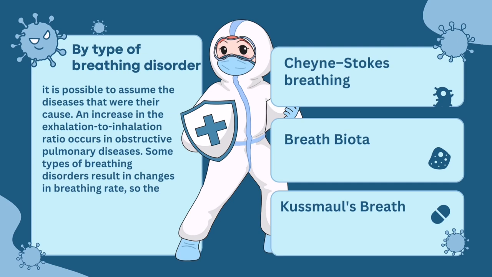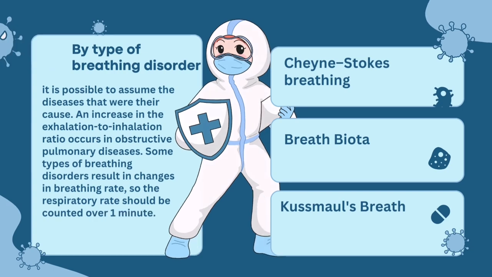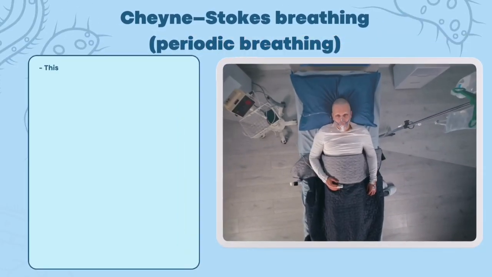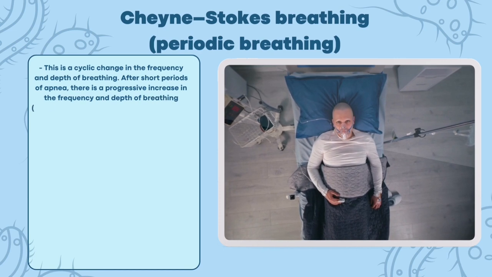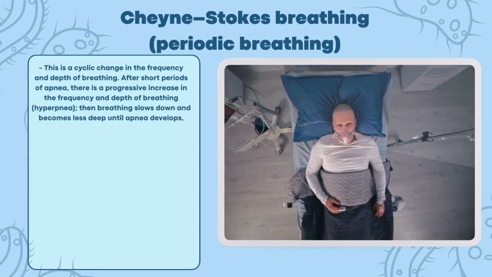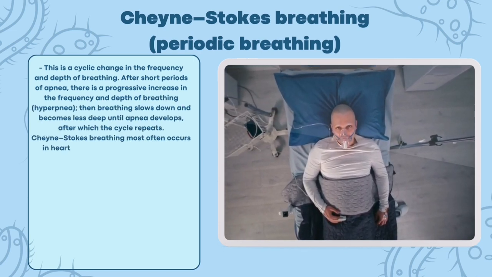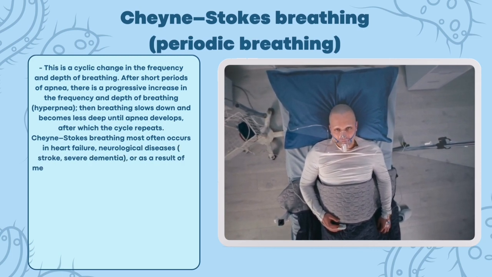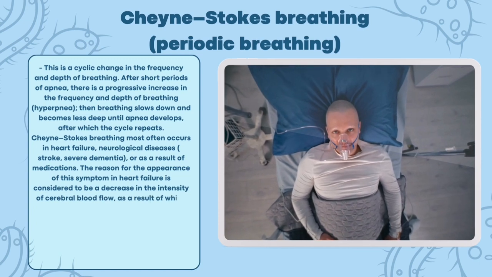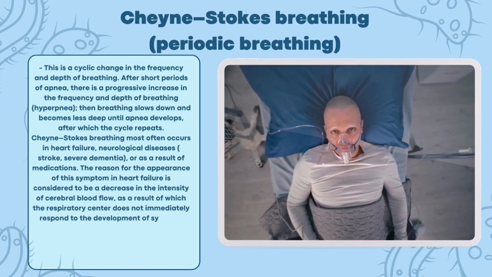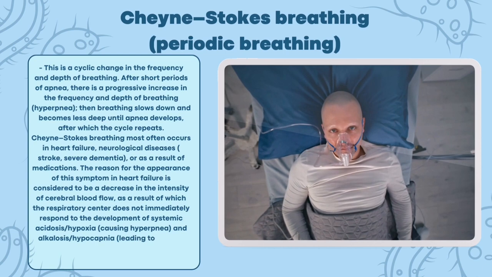First, Cheyne-Stokes breathing. This is periodic breathing. This is a cyclic change in the frequency and depth of breathing after short periods of apnea. This is a progressive increase in the frequency and depth of breathing, hyperpnea. Then breathing slows down and becomes less deep until apnea develops, after which the cycle repeats. Cheyne-Stokes breathing most often occurs in heart failure, neurological disease, and also as a result of medications.